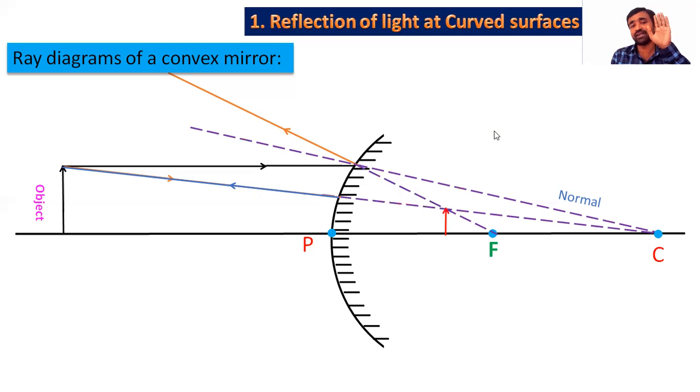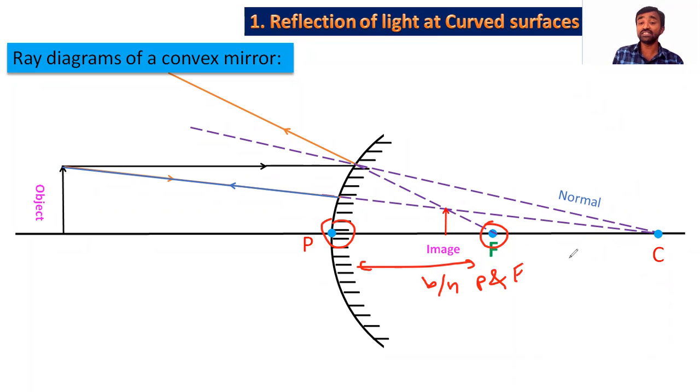So the image is obtained behind the mirror. What is the exact location? Between P and F, because I know the points behind the mirror. So the image is formed between P and F. Size of the image? Diminished. Smaller, diminished.